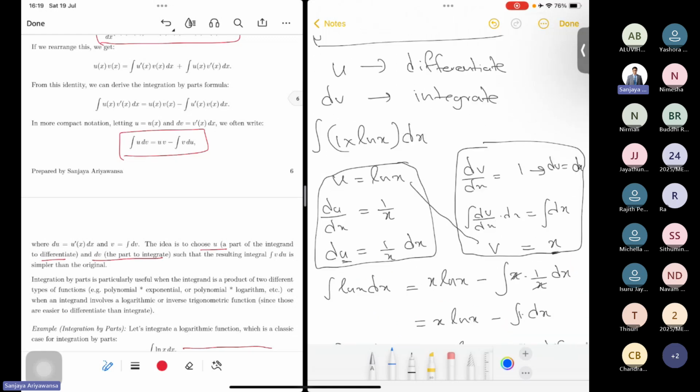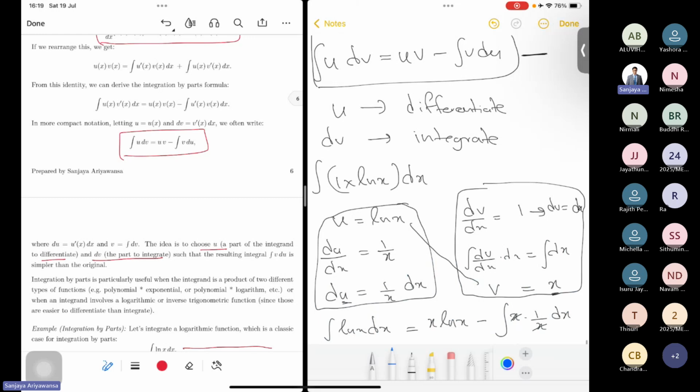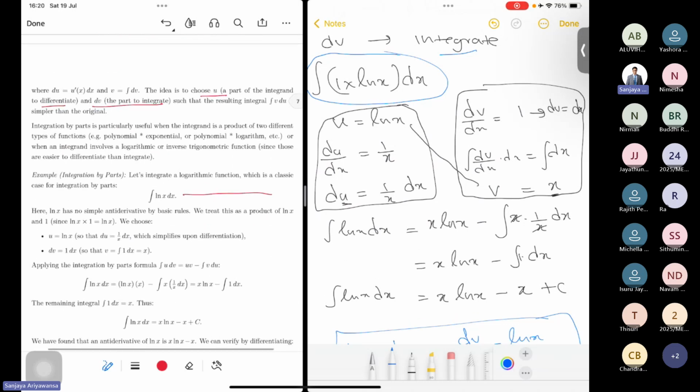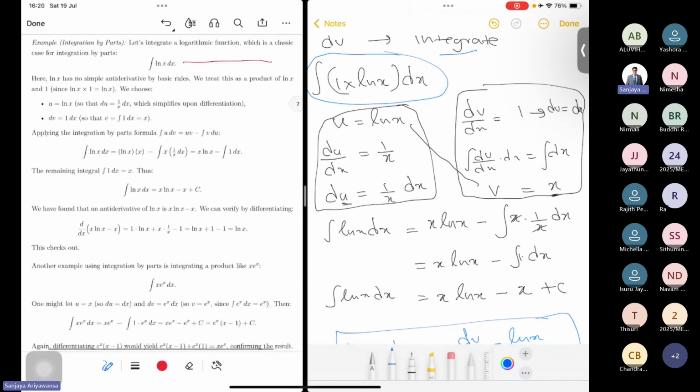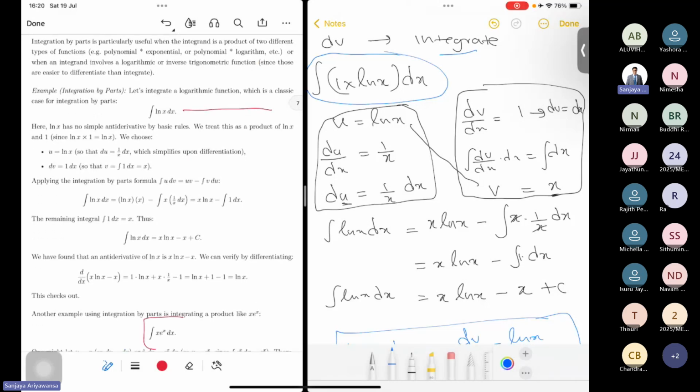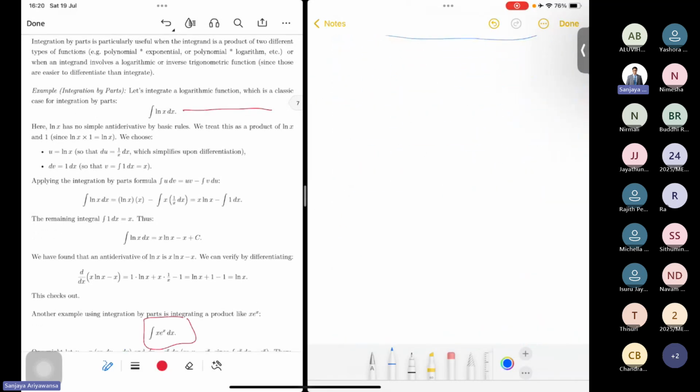Hence when you're selecting the functions u and dv, you have to find a function u which you can differentiate, and a function dv that you can integrate, such that your problem becomes easier to solve. And that's what we have done here. Is there another example that we can follow? Yes, this is another example right at the bottom over here. So let's look at that example. Example number 2.